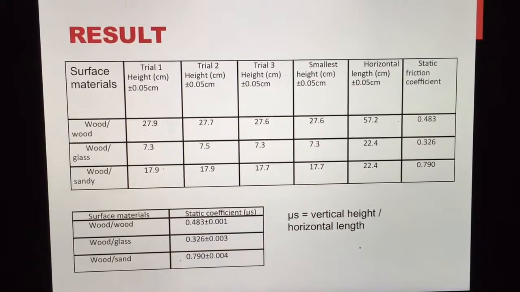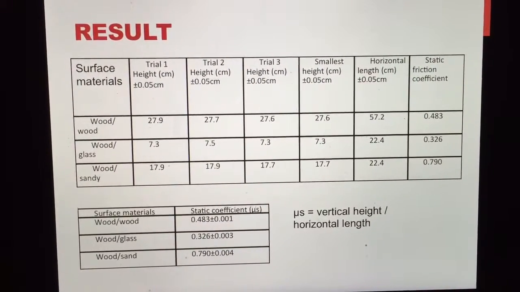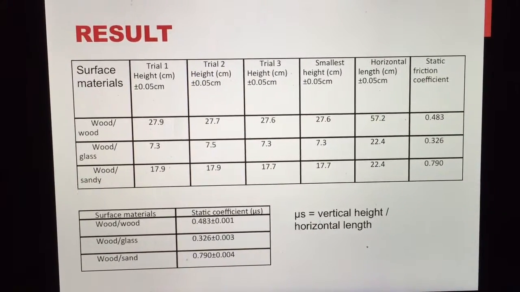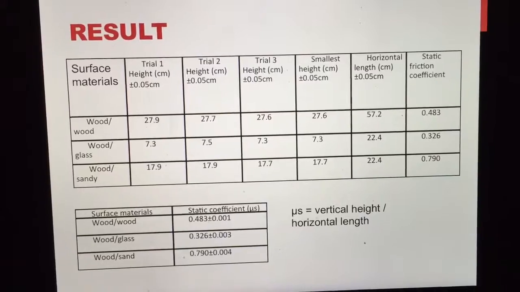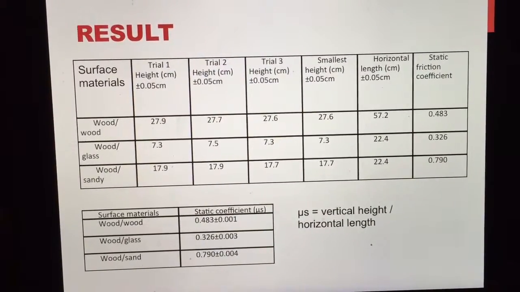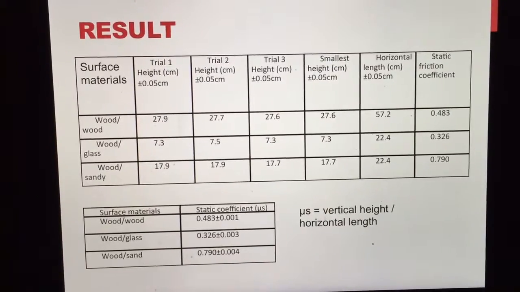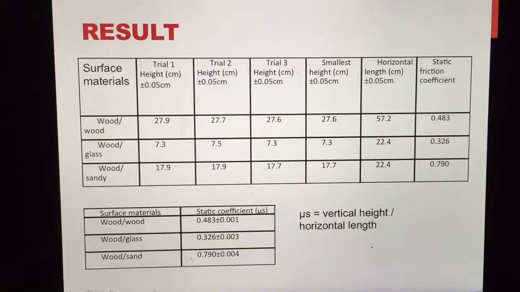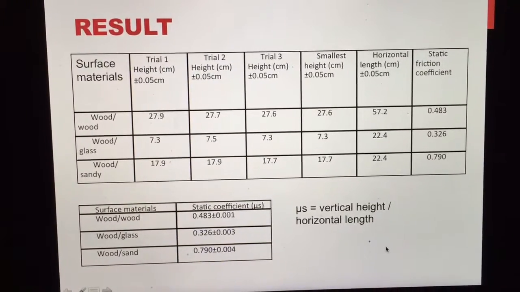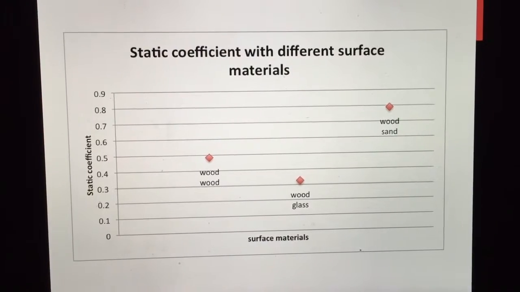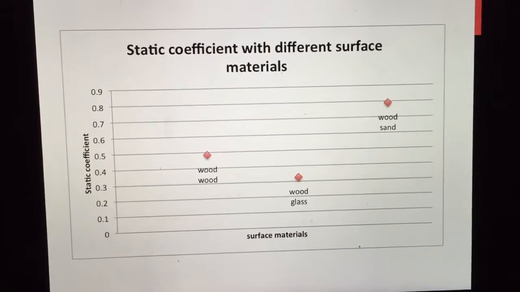As we can see, the coefficient is lowest when wood is on glass, and highest when wood is on sandpaper. The static coefficient is calculated with the vertical height divided by the horizontal length. With uncertainty reported, these are my final results in the table below. And as we can see, it follows the same trend for the static coefficient.